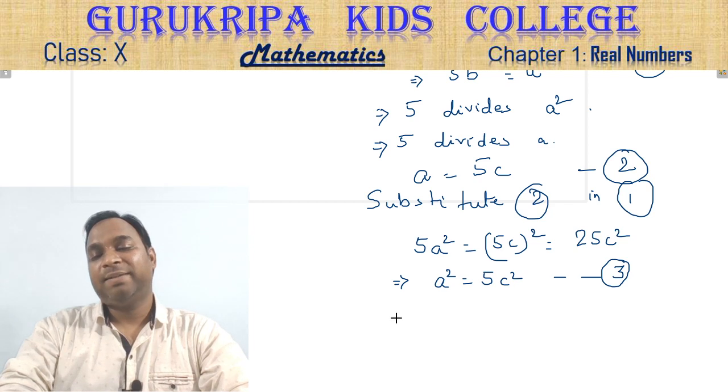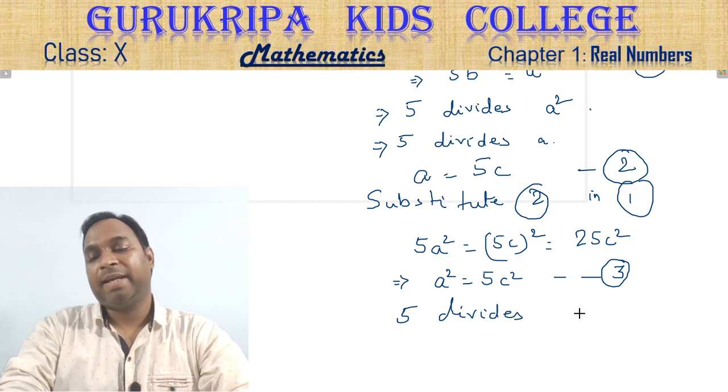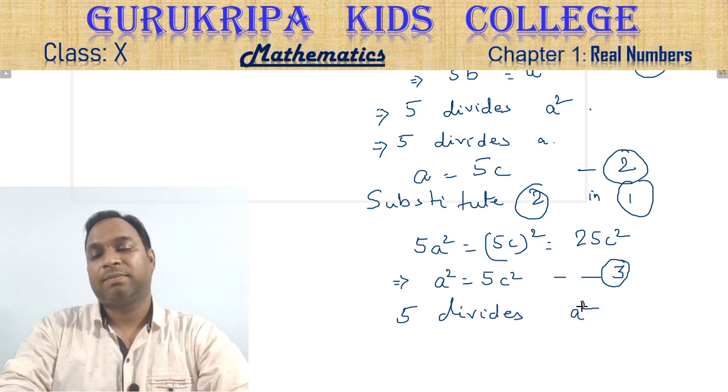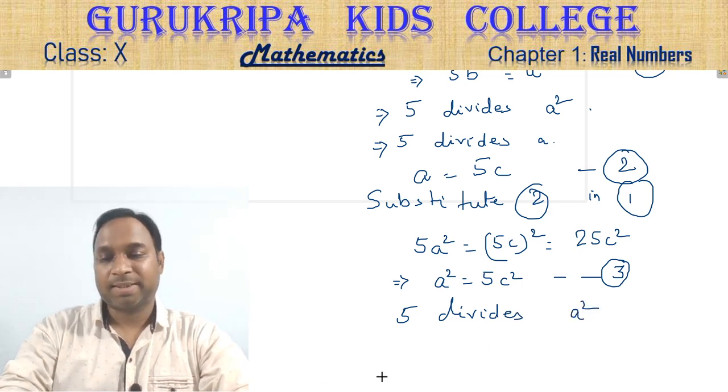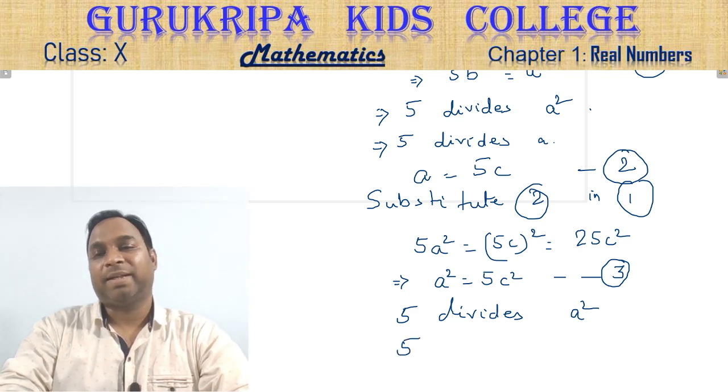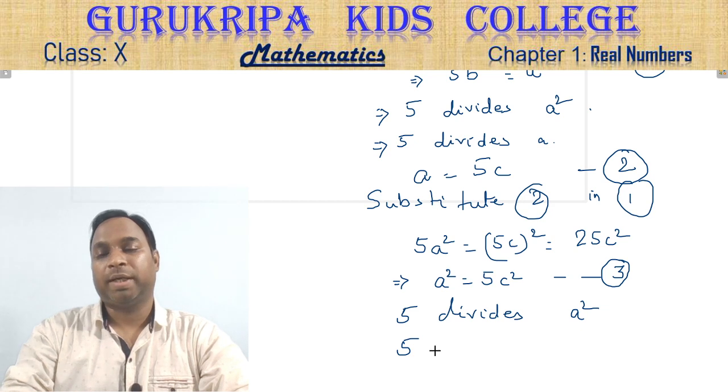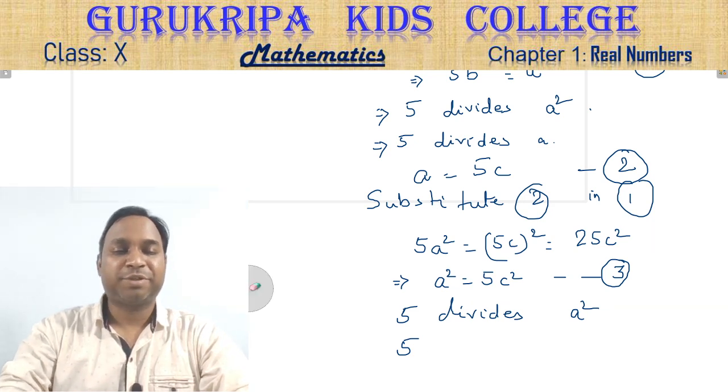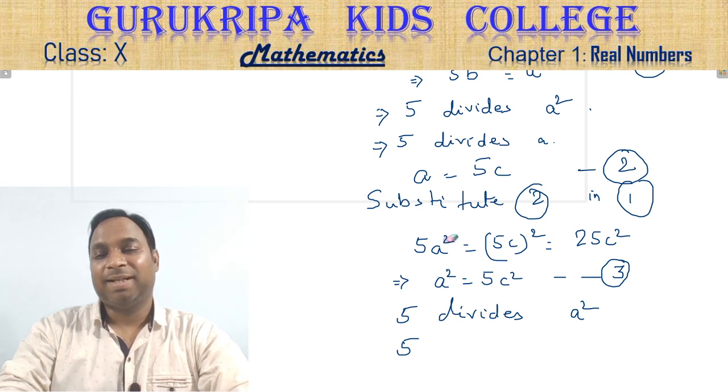Now here what can we say? 5 divides B square. Is it? Then we can say, okay, sorry, there's a small mistake over here. What's the mistake? Did you see? This was B.